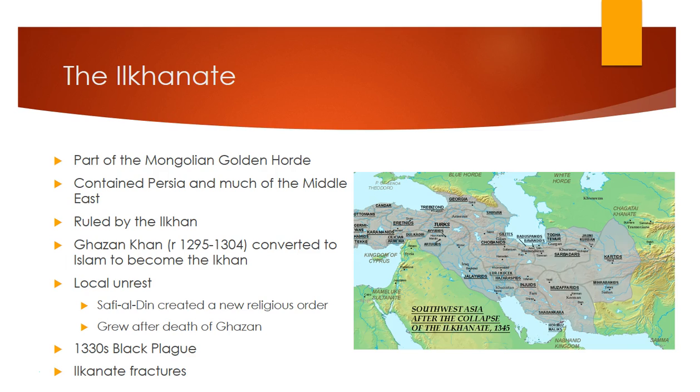Even during the time of Ghazan, there was a lot of local unrest still. The people themselves probably didn't really like foreigners ruling over them. Well, I mean, they definitely didn't like foreigners ruling over them. And some of this unrest was caused by the followers of a religious and spiritual leader who was important to locals around him, a guy named Safi al-Din.